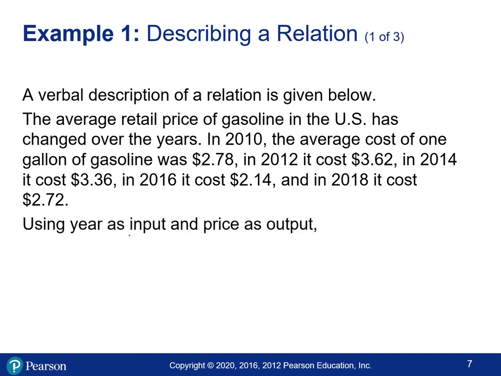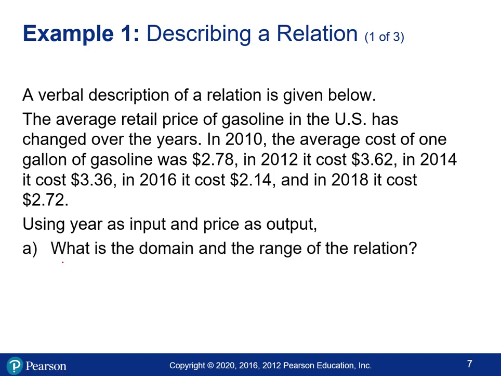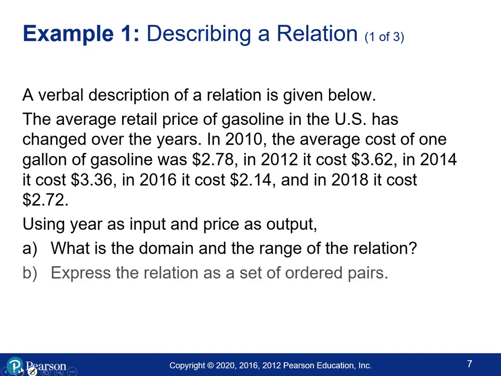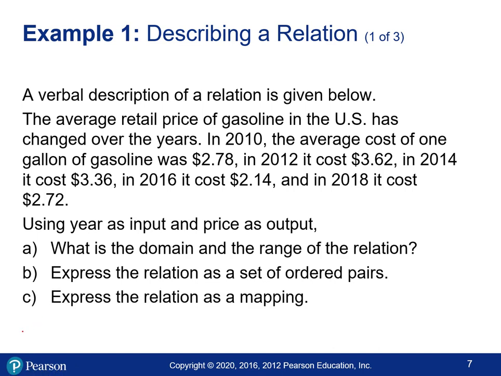Okay, so using year as input and price as output, the question is: A, what is the domain and what is the range? And then B, express the relation as a set of ordered pairs. Express the relation as a mapping. Express the relation as a graph.